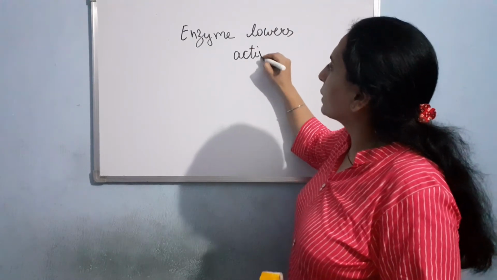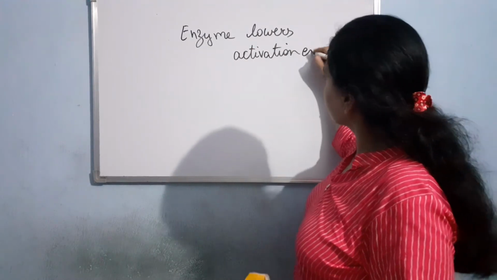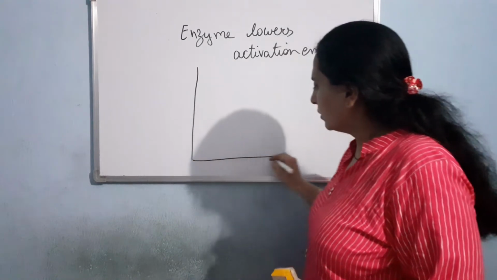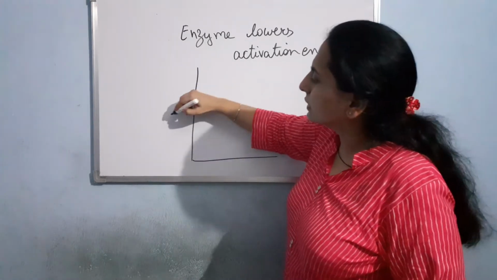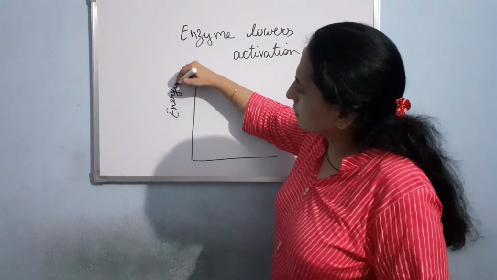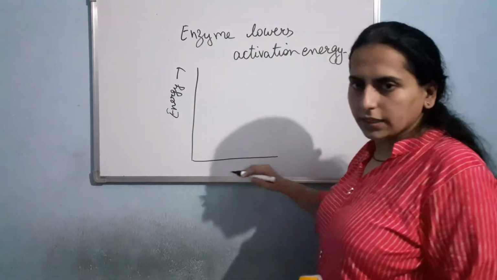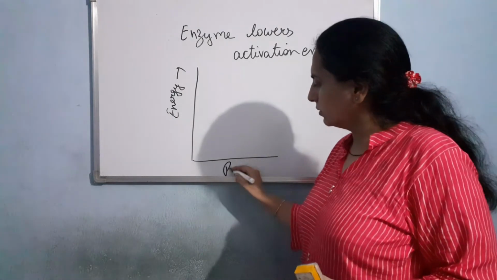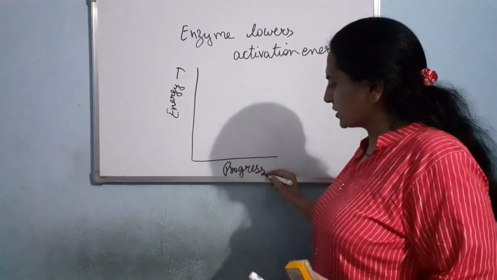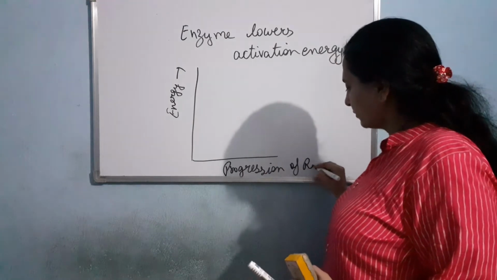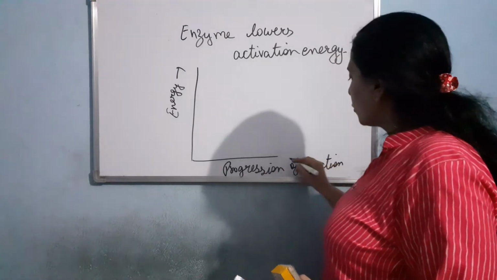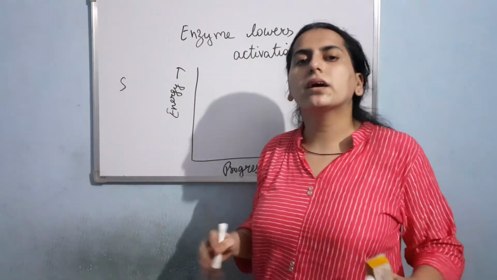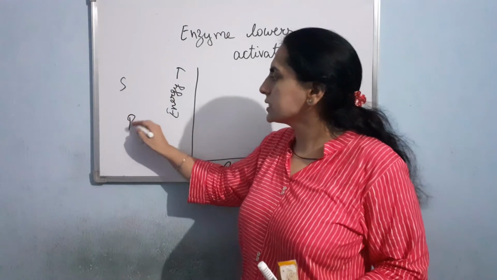Now what do you mean by activation energy? Let me draw a graph first. Suppose here along the y-axis I am having the energy, and along the x-axis I am having the progression of the reaction. Okay, so progression of reaction. Now suppose there is a substrate S. This substrate S has to be converted into the product, and the product is P.